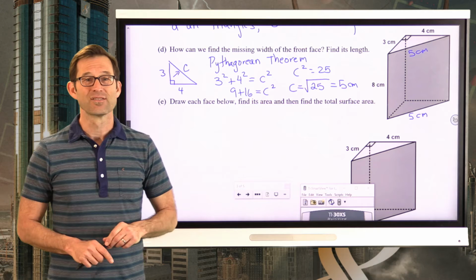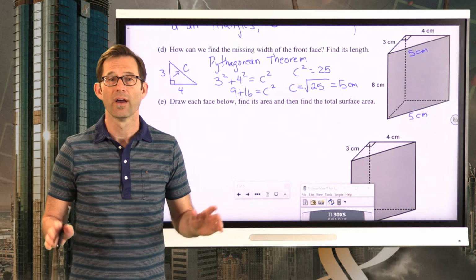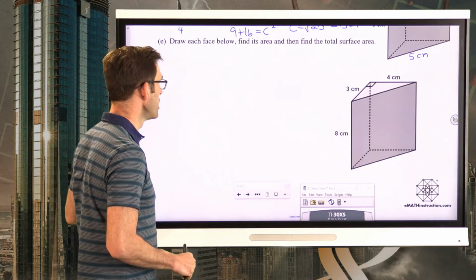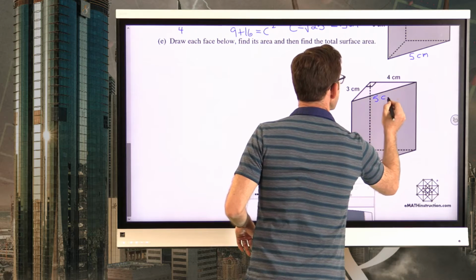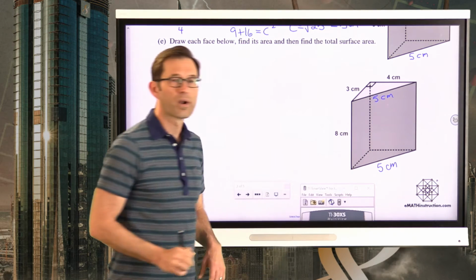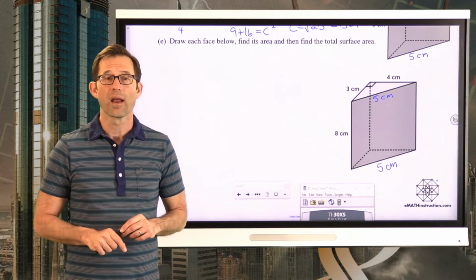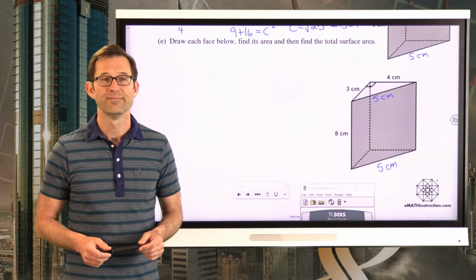All right, now let's get that surface area. Let's take a look at letter E. Draw each face below, find its area, and then find the total surface area. All right, awesome. I'm going to just bring this up a little bit. I'd like you to go ahead. Let's put that 5 centimeters in here right now. Make sure to have that labeled on your diagram. Okay, what I'd like you to do is draw each one of those 5 shapes, calculate its area, sum them all up, and find the surface area of this solid.